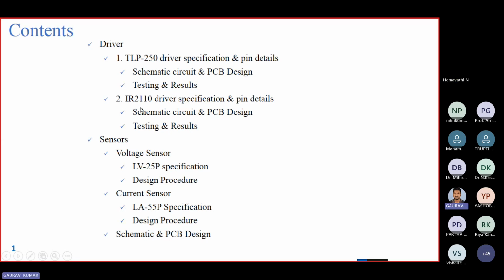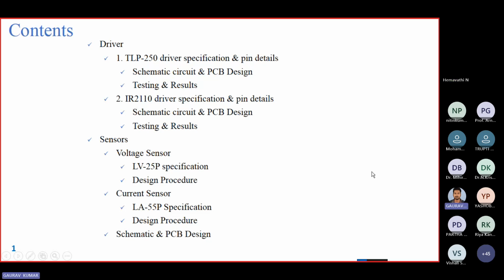Then I will go for the IR2110 driver circuits. And again, I will discuss its schematic circuit and its PCB design. Then I will go for its testing and results. Then we go for the sensors designs. In sensors designs, basically, we have considered two sensors, voltage sensor and current sensor. I will tell you the process of designing the voltage sensor and current sensor and its specification also. And then we design the voltage sensor and current sensor on the PCB also.